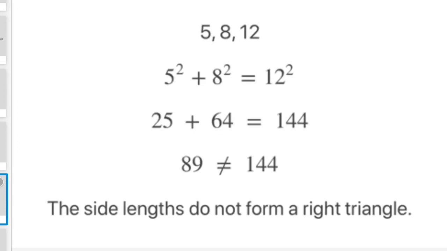So here is a second example. Again, 12 is our largest number, so we're going to plug 12 in for C. And then A and B are 5 and 8. Doesn't matter which one's A, doesn't matter which one's B. So we're going to solve it out. 5 squared is 25, 8 squared is 64, 12 squared is 144. Add 25 and 64, which is 89, equals 144. That is not true. 89 does not equal 144. So this does not form a Pythagorean triple because it makes a not true statement when you plug it into the Pythagorean theorem.